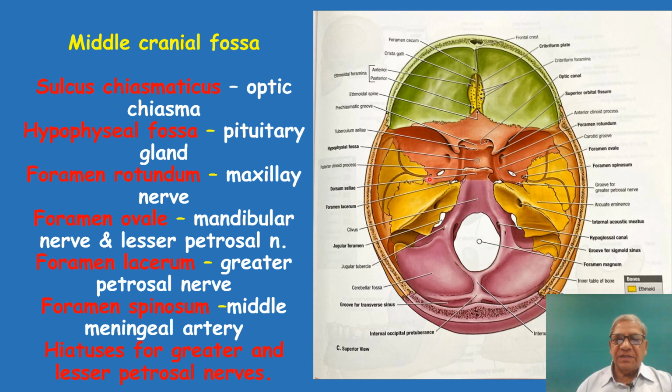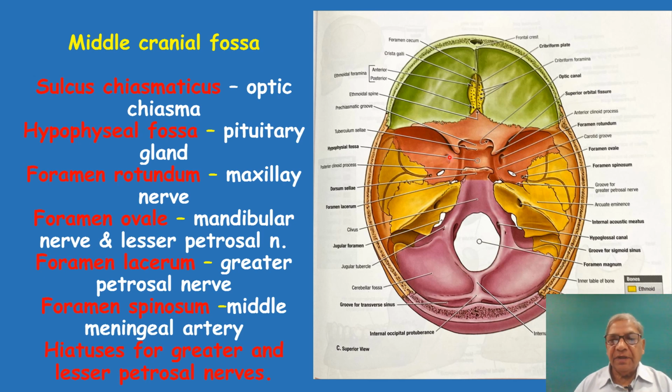Just posterolateral to the foramen ovale, there is a very small foramen here, that is the foramen spinosum, from which this groove is extending laterally, and through this foramen passes the middle meningeal artery. So the foramen spinosum will give passage to the middle meningeal artery.